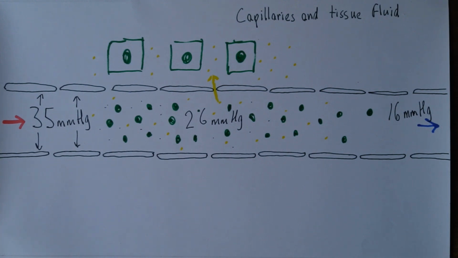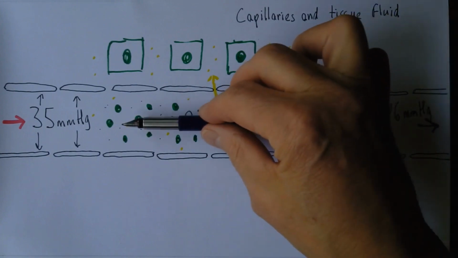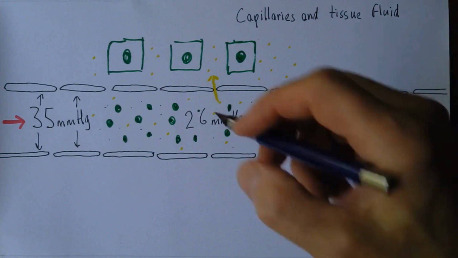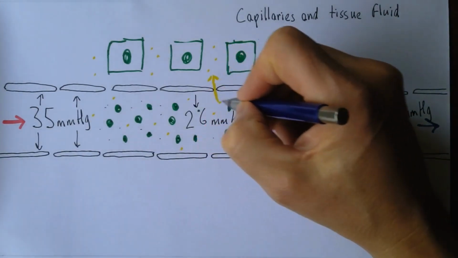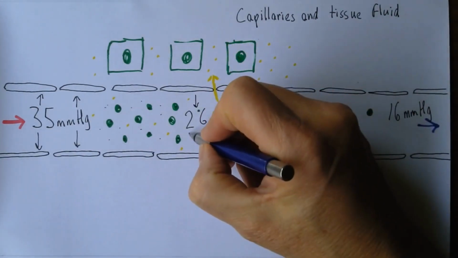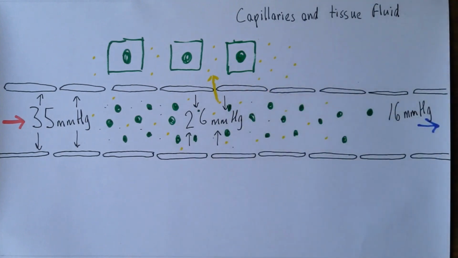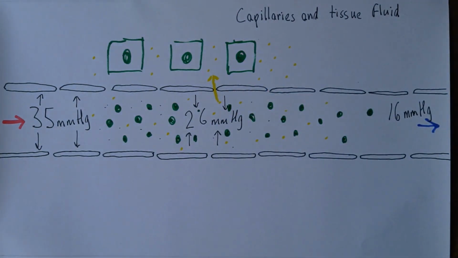So what we actually have is 35 millimeters of mercury pushing out, and this osmotic effect is trying to suck in. Let's draw arrows that way. So we can think of these plasma proteins as suction molecules. They're trying to osmotically suck water in, and we've got 26 millimeters of mercury there.